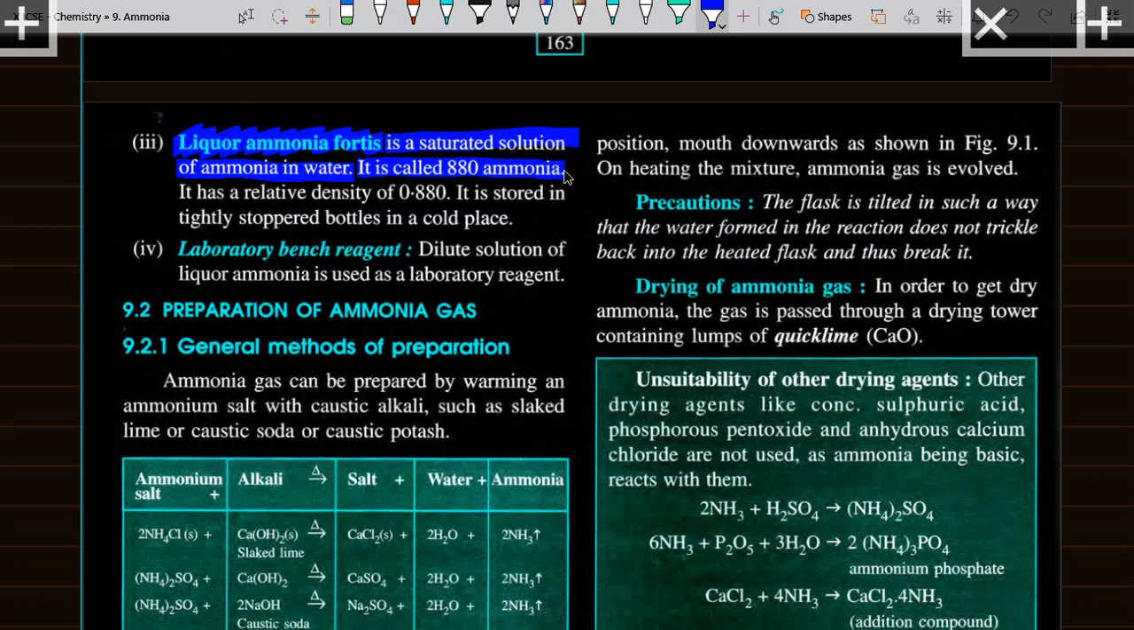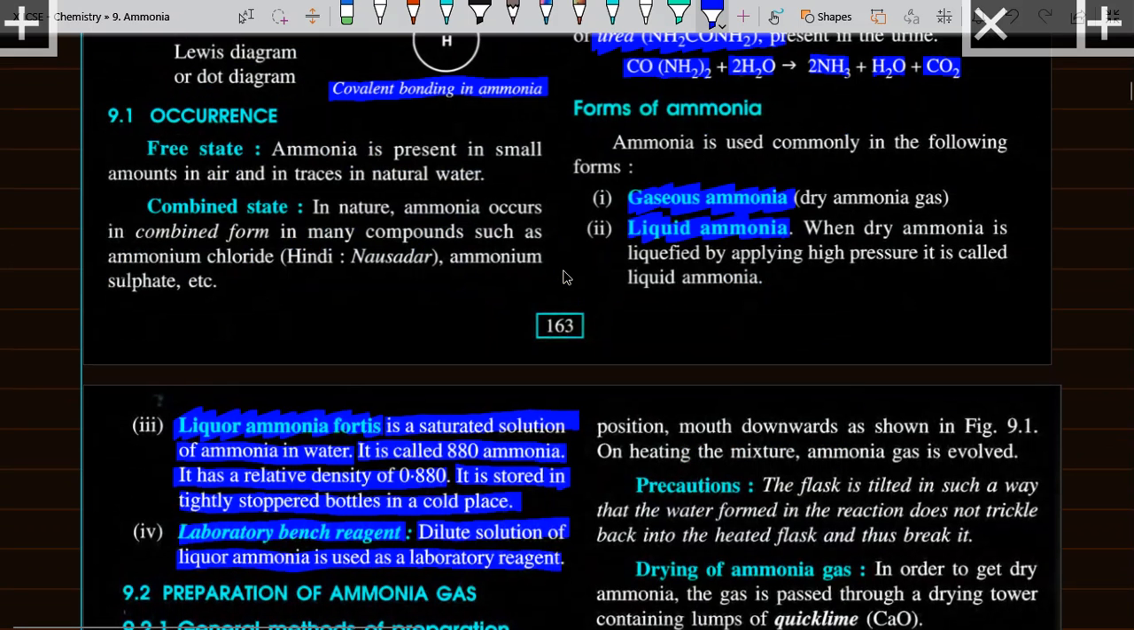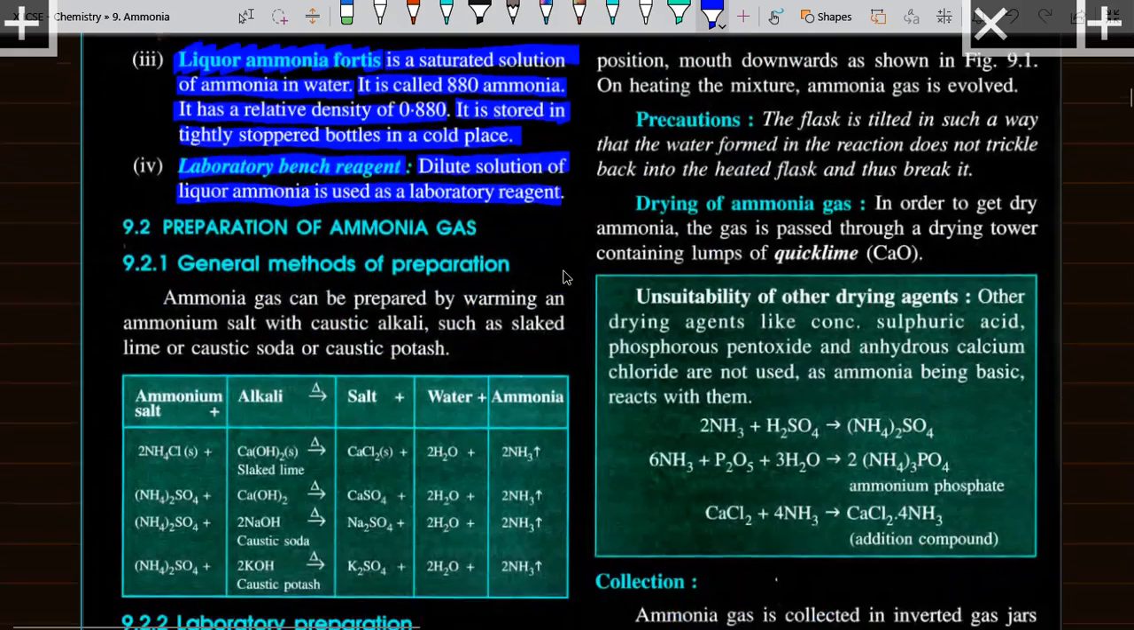It is called 880 ammonia. It has a relative density of 0.880, less than water. It floats on water. It is stored in tightly stoppered bottles in a cold place. Laboratory bench reagent: dilute solution of liquor ammonia is used as laboratory reagent. So these are all the forms of ammonia which we generally come across: gaseous, liquid, liquor, and laboratory reagent.